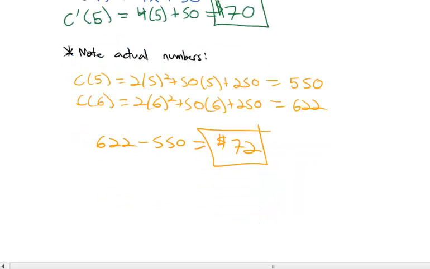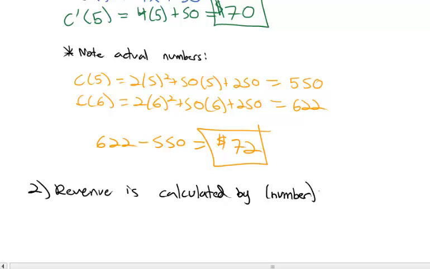Let's take a look at another example with marginal analysis. Revenue is calculated, if I can spell calculated, by the number of items that you sell times the price per item. So, for example, if you sell 3 items for $5, you've made $15. 3 times 5 is 15. That's pretty straightforward.